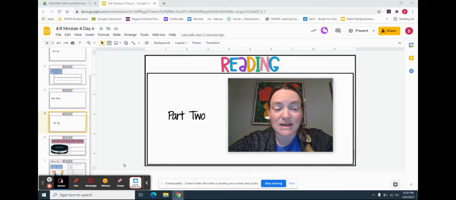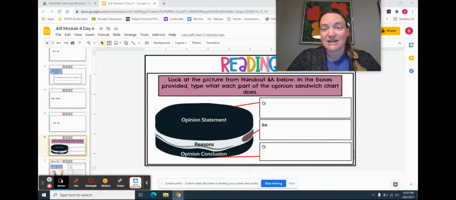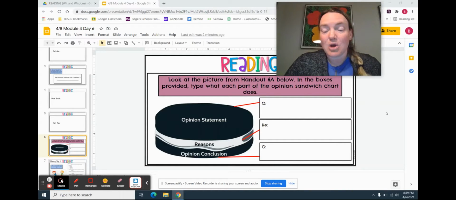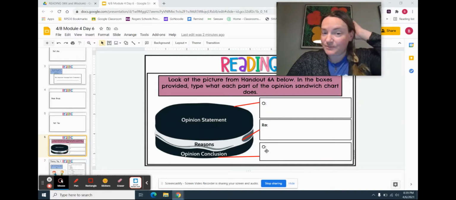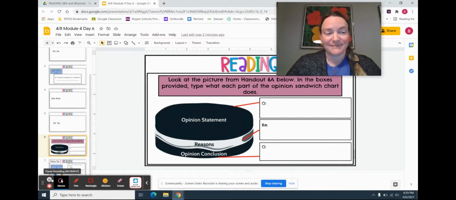And today in the lesson with Miss Spears, you're going to be learning about the Oreo opinion sandwich chart. So it's called an opinion sandwich chart. But if you look, it looks kind of like an Oreo. And we're going to even spell out the word Oreo. So you're going to need handout 6A.